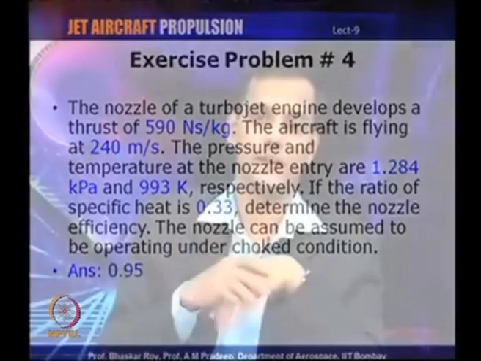So, here we have 4 different exercise problems, and based on this particular tutorial we had discussed today, I am sure you would be able to solve these problems and find the answers which have been given in these exercise problems. So, that brings us to the end of today's tutorial session. We will continue our discussion on cycle analysis of jet engines in the next class. We will basically be taking up real cycle analysis of different types of jet engines, and subsequently we also have another tutorial session on the real cycle analysis of jet engines.